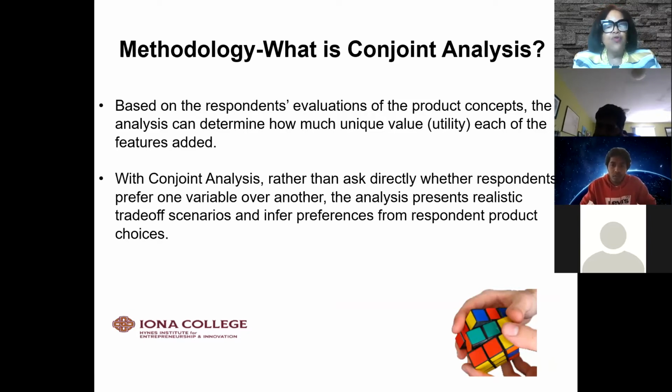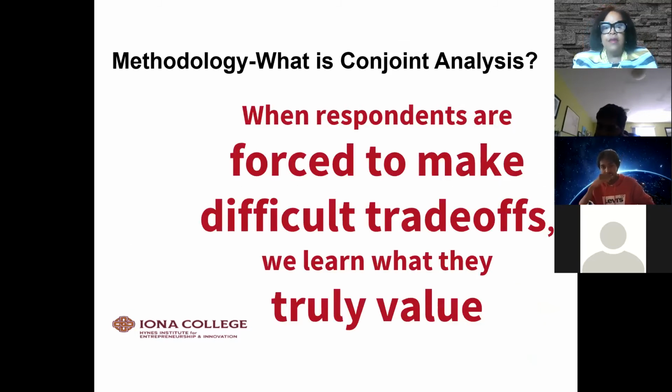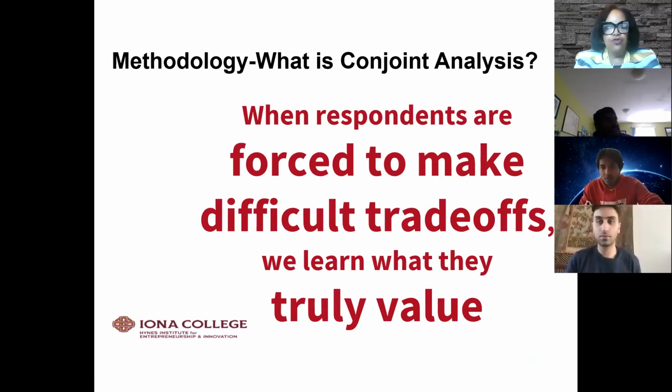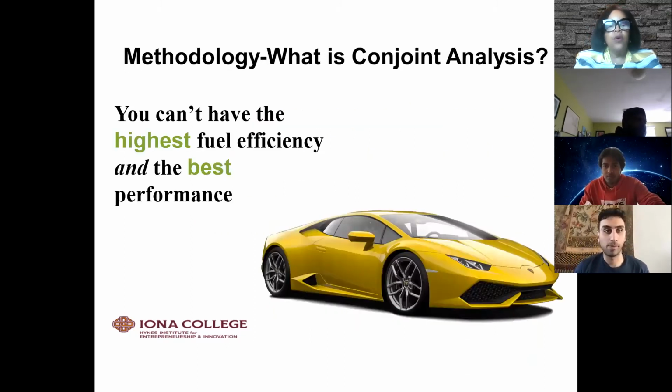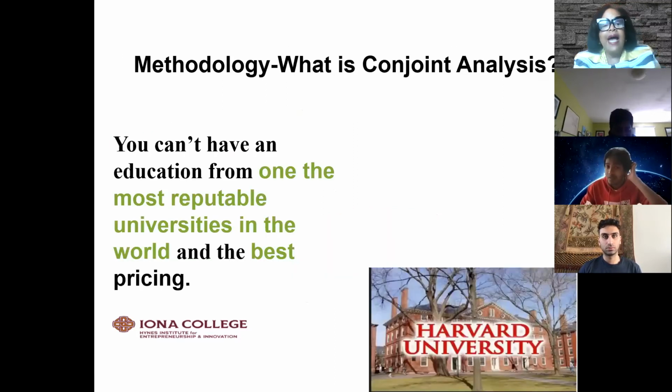With conjoint analysis, rather than asking people directly, do you prefer this over the other, the analysis presents realistic trade-offs that infer the preferences. If you think about it this way, when respondents are forced to make difficult trade-offs, we learn what they truly value. As an example, you can't have the highest fuel efficiency and the best performance. You can't have an education from one of the most reputable universities in the world and the best pricing.